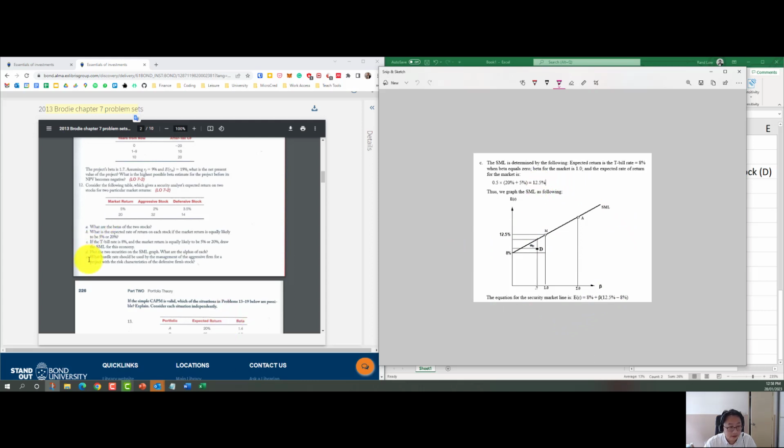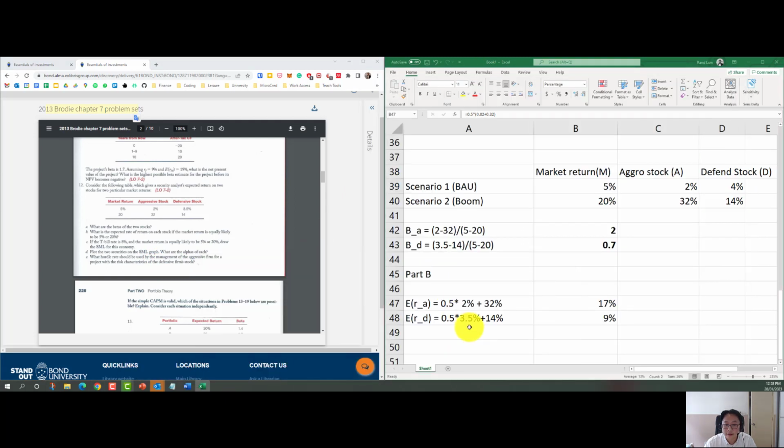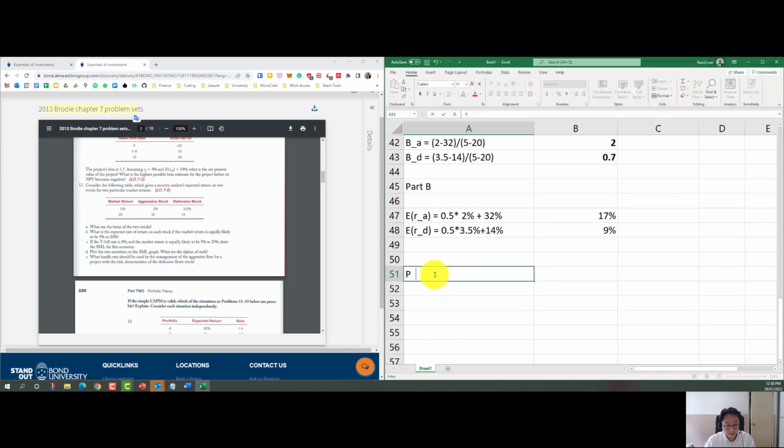So let's look at part E. What hurdle rate should be used by management for the aggressive firm for a project with risk characteristics of the defensive firm stock? Basically for part E, what we have here is that the hurdle rate is going to be determined by the project beta, which is 0.7, not by the firm's beta.